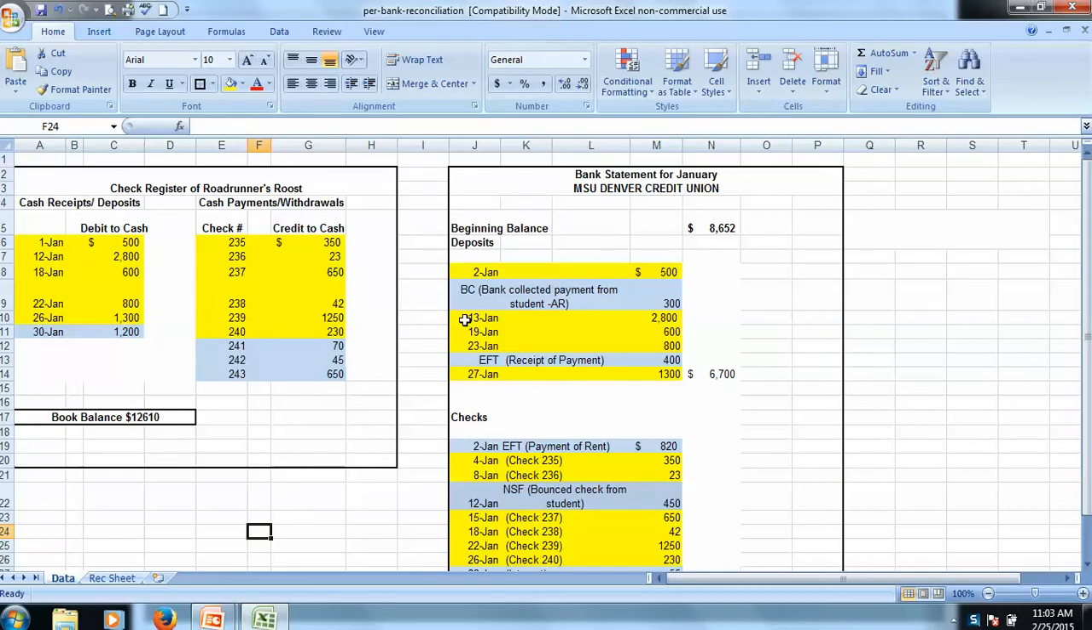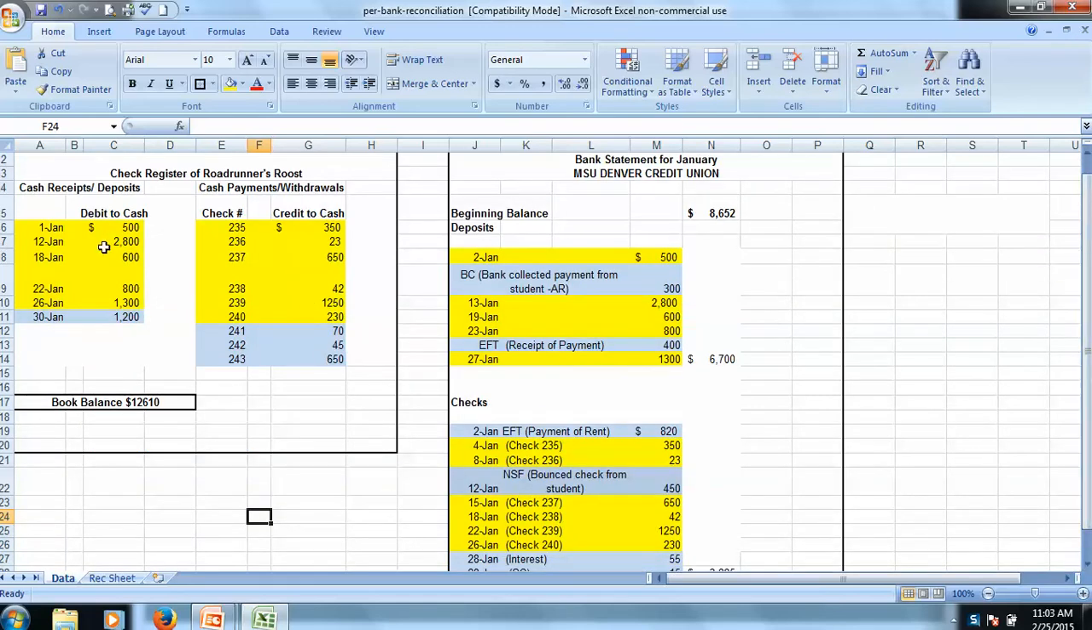So in order to perform a bank reconciliation, I have set up a Roadrunner's Roost example. On the left side, you will see that we have a check register of Roadrunner's Roost. And on the right side, we have a bank statement from the MSU Denver Credit Union. In order to perform the bank reconciliation, we want to know how those transactions that we have recorded in our check register compare to what has been processed in the bank account. So I have color coded for the Roadrunner's Roost.